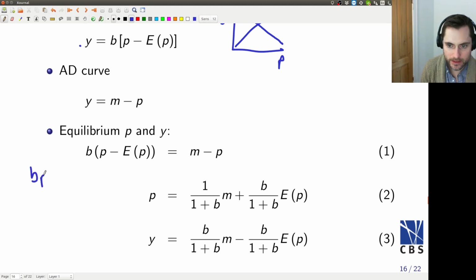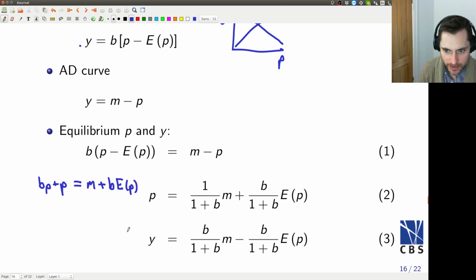We're going to get BP plus P is equal to M plus B times the expectation of P. Okay, just solving this thing here. So we can rewrite P is equal to 1 over 1 plus B times M, plus B over 1 plus B times EP.